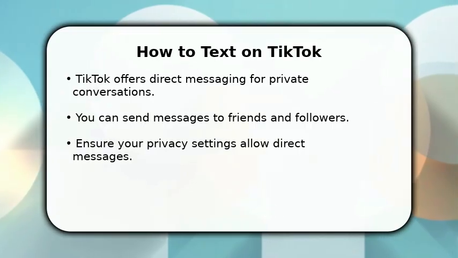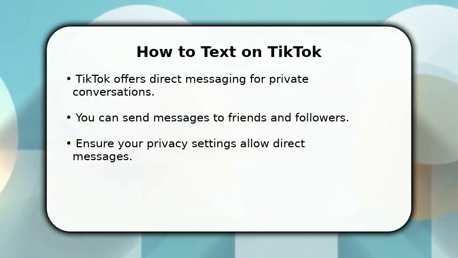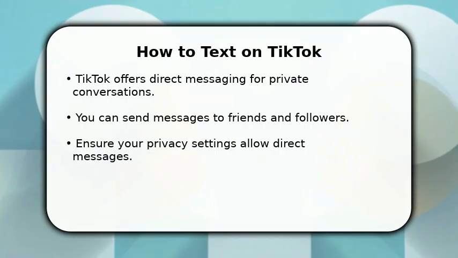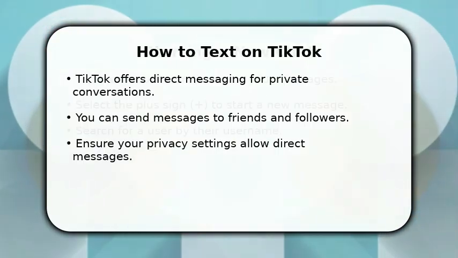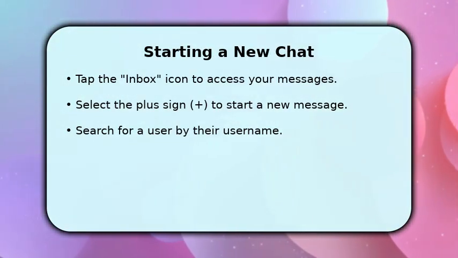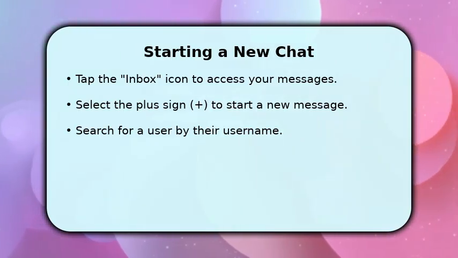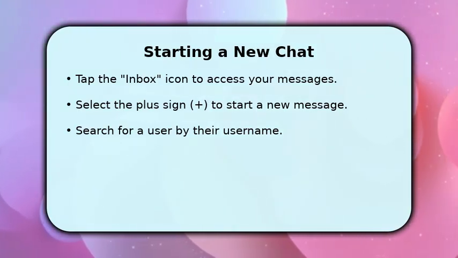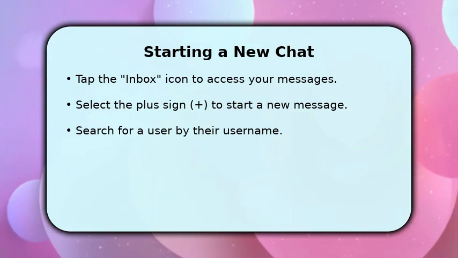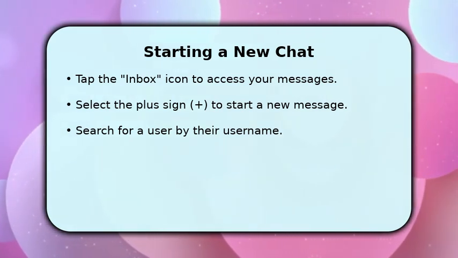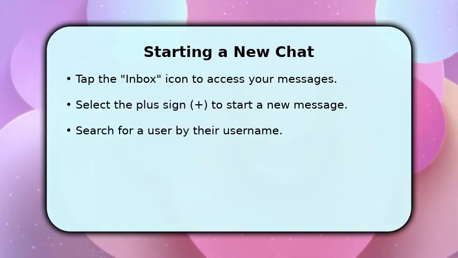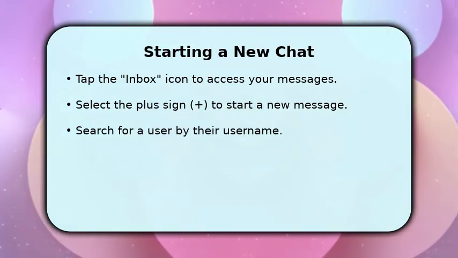This is your central hub for all notifications and messages, making it easy to stay connected with your friends and followers. Once in your inbox, look for the plus sign, typically in the top right corner, to begin a new chat. You can then search for the person you want to message by typing their username into the search bar. Make sure you have their correct username to find them easily and start your conversation.